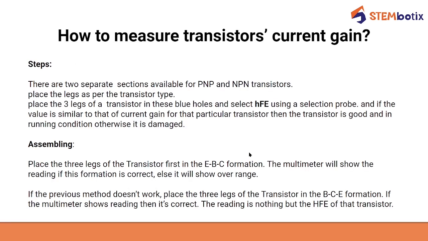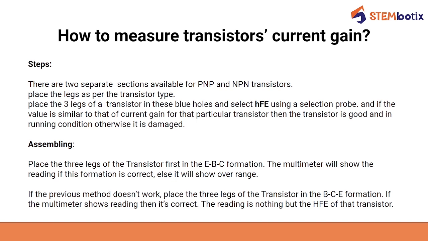Now how to measure a transistor's current gain? So here is another application of the digital multimeter, getting the result of transistors. In this particular experiment, what you will need is two transistors, BC547 and BC557, the NPN and PNP transistors, and a digital multimeter.